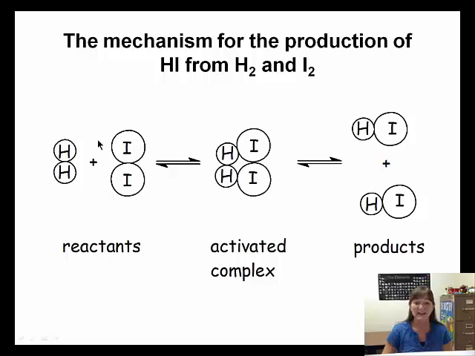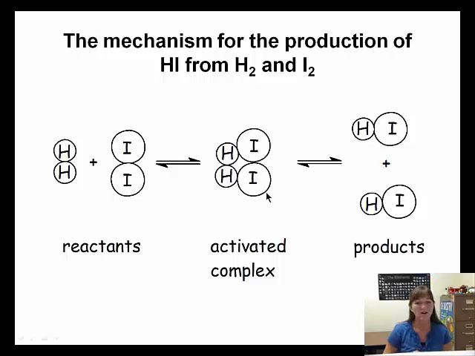For this reaction to happen, the hydrogen molecule and the iodine molecule must collide with each other. And they must collide side to side like they're doing here. If they collide head to head, a reaction's not going to occur. So the hydrogen and the iodine collide, and we end up producing these products.